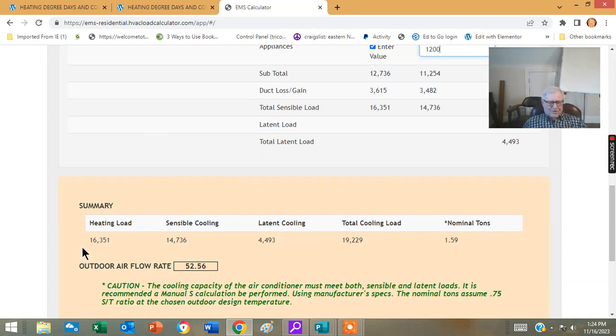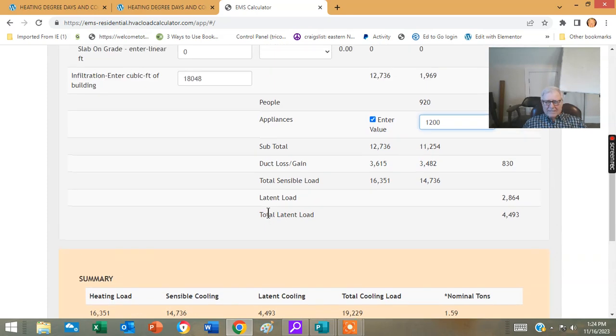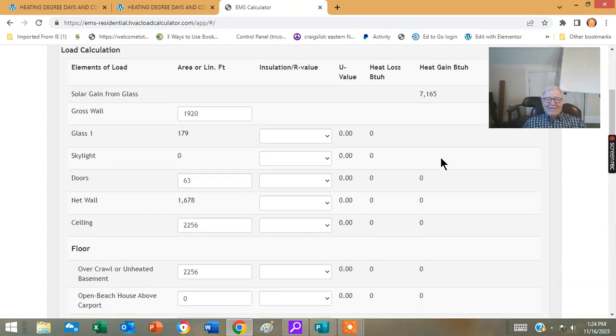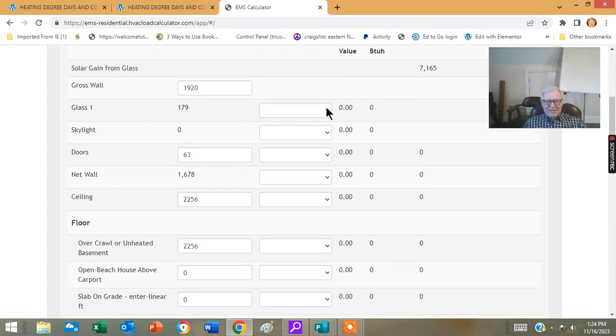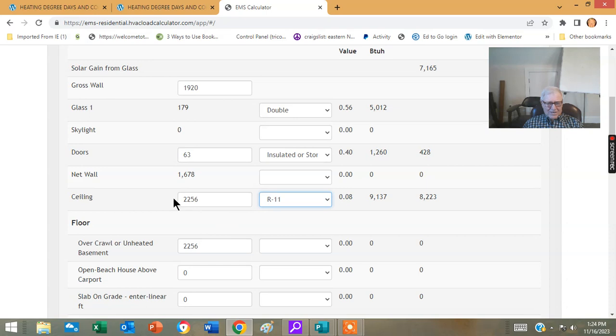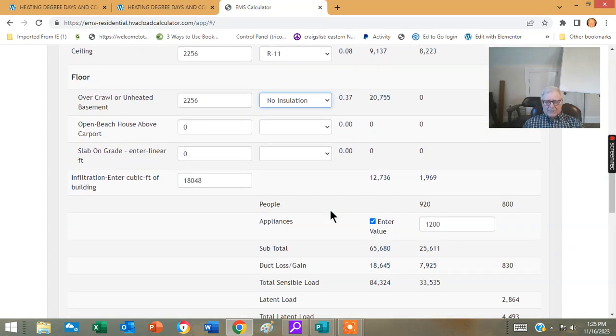Okay, so that's it. We have done the load calculation, folks. Let me back up. We haven't done a load calculation yet. I've got to go back and select my insulation values. Okay, my glass is double. My doors are storm doors. My ceiling's got R11 in it, 3.5 inches of insulation. My walls have no insulation. The floor has no insulation. I'm in Grandma's house. It's an older house.